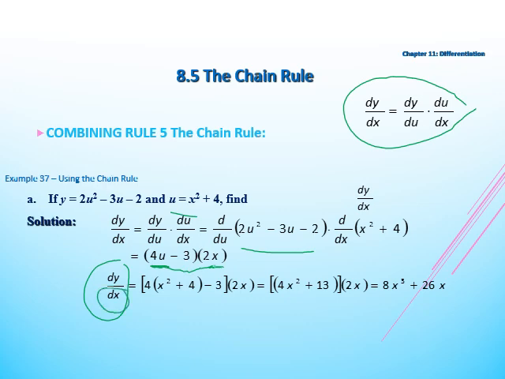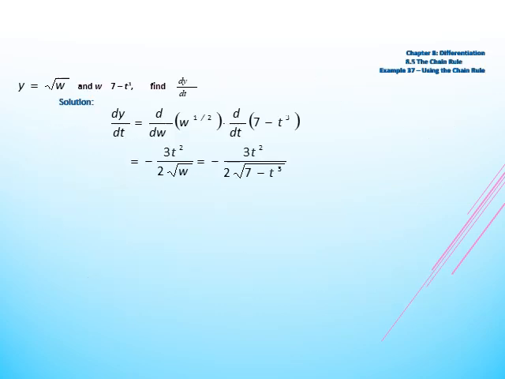So we substitute the value of u that is given in the example, x squared plus 4. I mean, every u is substituted by x squared plus 4. So our product will equal 8x to the power 3 plus 26x.